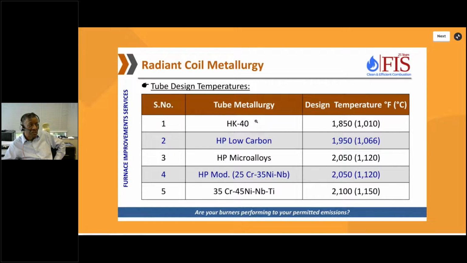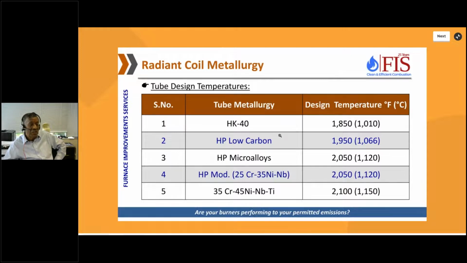Well, these are some of the metallurgies which are used. HK40 has been there for ages, almost 30 years, or maybe more, I should say 50 years. HP low carbon, from HK40 when we get to HP, we increased it by 100 degrees. Then we went to HP microalloys, we increased it by another 100 degrees. Then we went to HP modified, which is pretty much the same, and then 35 chrome, 45 nickel, we can go up to about 2100 degrees. And this may not be the end, actually. You may still be getting more. I don't know whether our metallurgist can come up with an alloy, and that's really good, actually. It has been a big improvement.